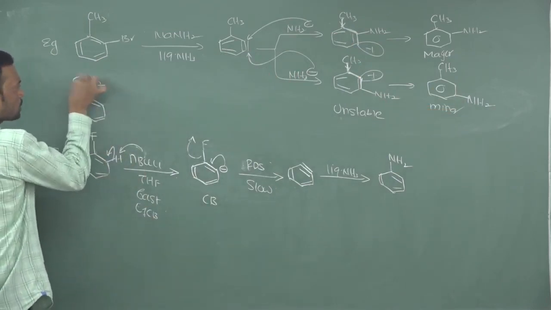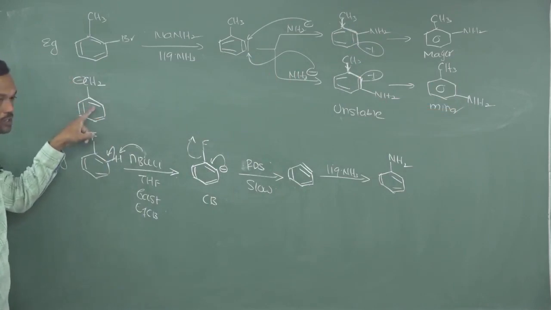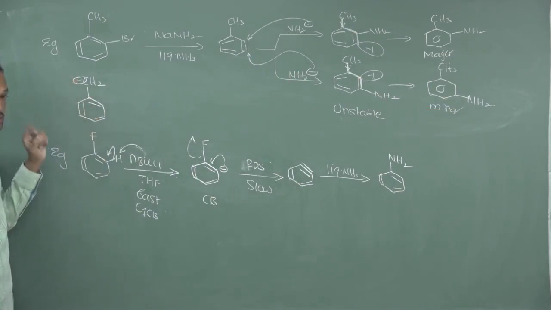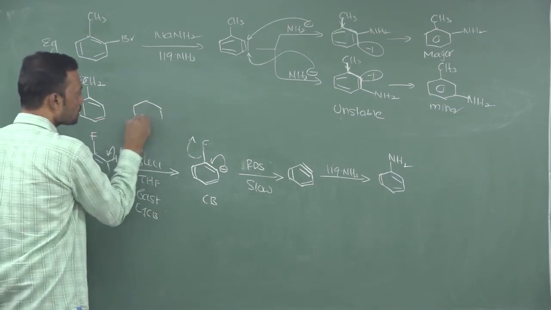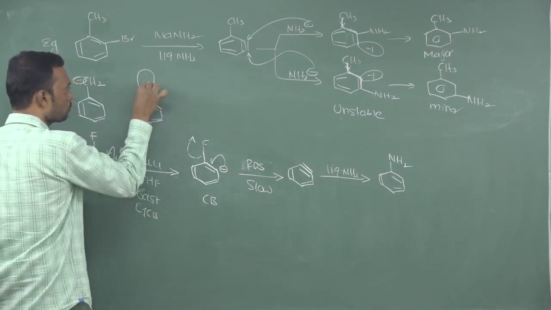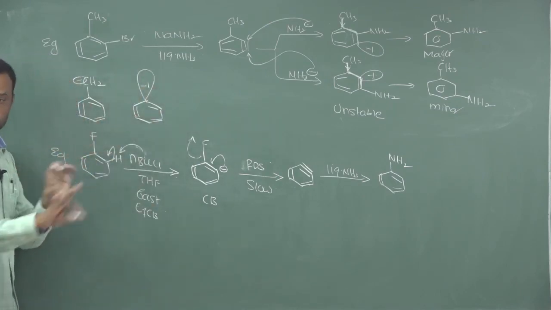Now this negative charge is present. This negative charge is conjugated with this double bond, so it is delocalized. But this negative charge is never delocalized. Be careful with these two. This and this are not the same.